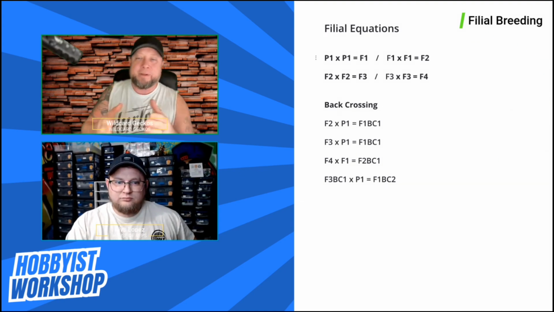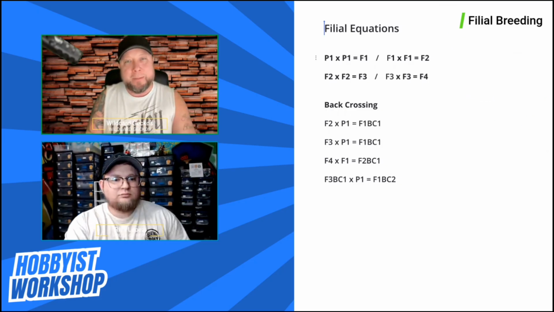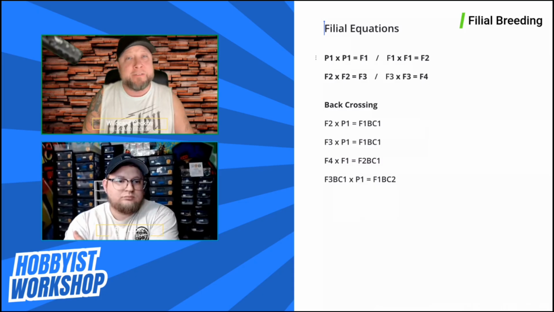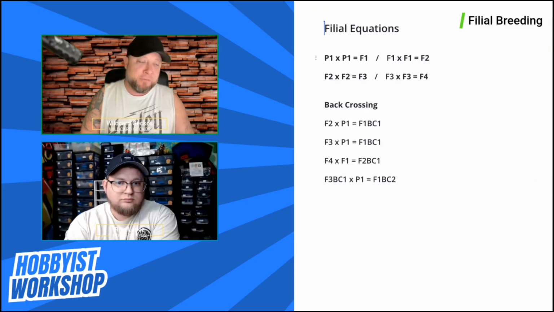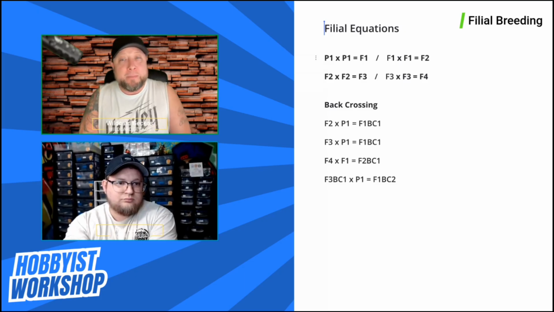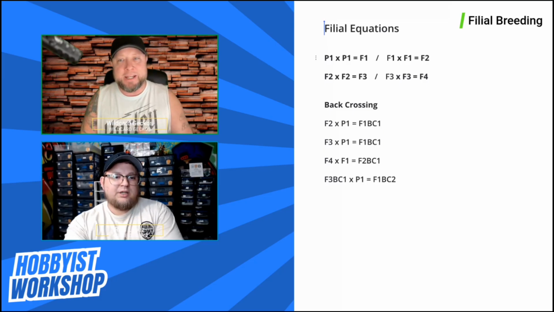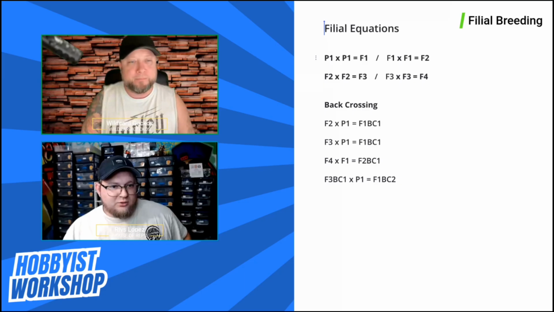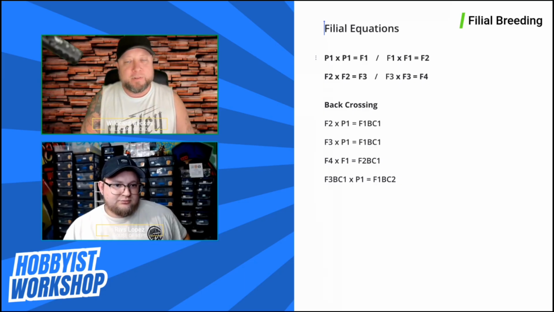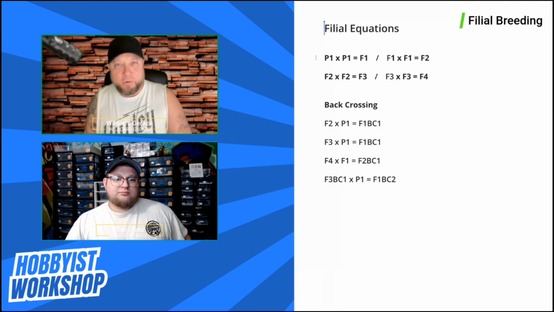Backcrossing. A couple of things I wanted to draw your attention to. If you have an F2 and you take it back to P1, you are creating an F1, but it is an F1 BC1, or backcross 1. If you take your F3 to P1, same exact thing. Doesn't matter if it's an F7, it's going to be an F1. From P1, it goes straight to F1. So anytime you break the cycle, it comes back to F1. If you go back to P1, you're back to F1.